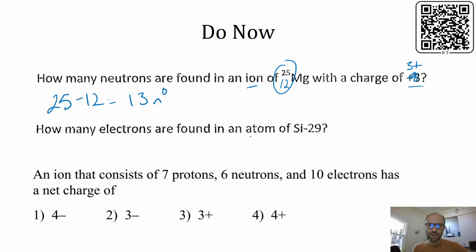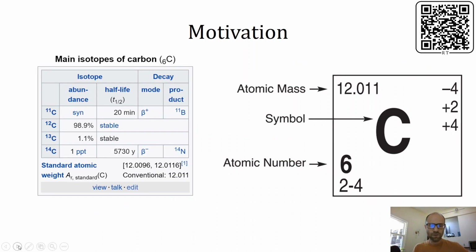How many electrons are found in an atom of silicon 29? Well, atom means neutral. Silicon is atomic number 14, so the answer is 14. 7 protons, 6 neutrons, 10 electrons, charge of 3 minus. There's that minus again.